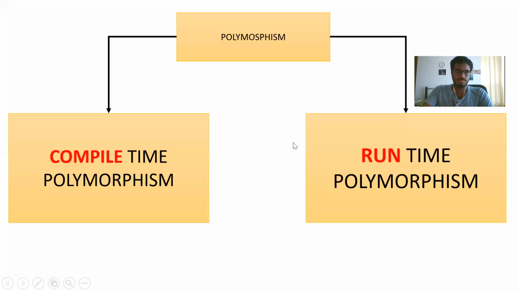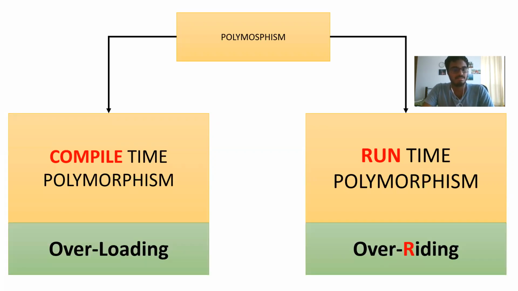there are two types, which are compile time polymorphism and runtime polymorphism. Compile time polymorphism is the type of polymorphism that occurs before you press the run button, and runtime polymorphism is the polymorphism that occurs after you press the run button. Two things that come under this are overloading and overriding.